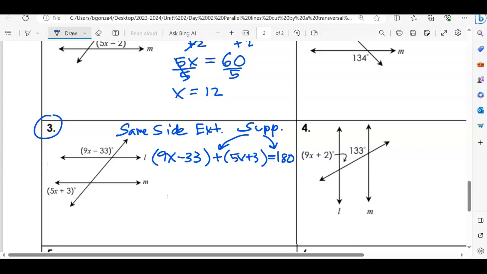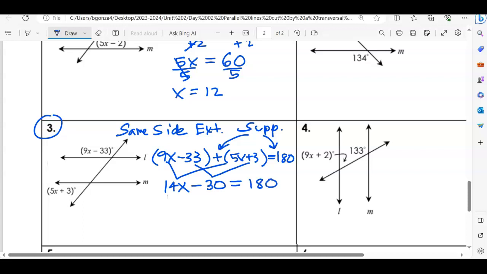Hey, so what do I do when x's are on the same side? Do they combine or get rid of one? Combine on the same side. 9x and 5x add up to make 14x. Negative 33 plus 3 is negative 30. Equals 180.